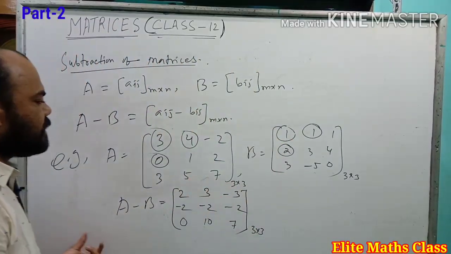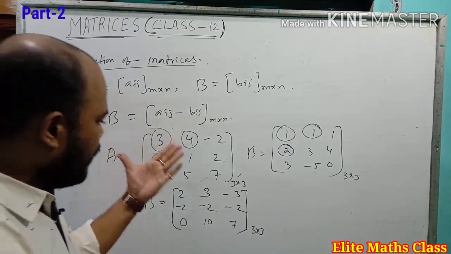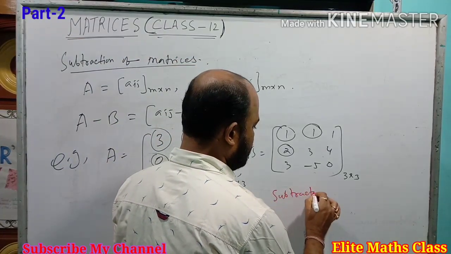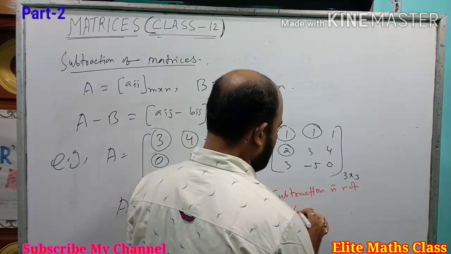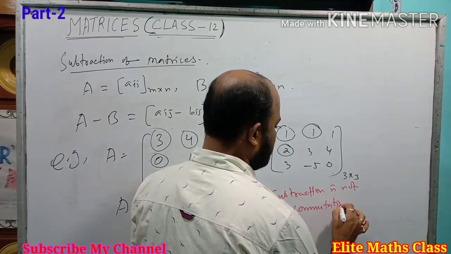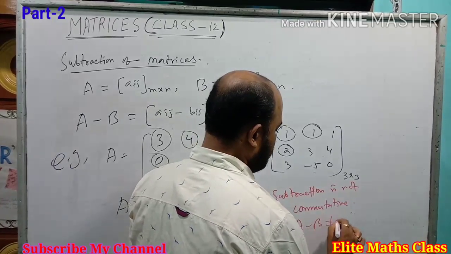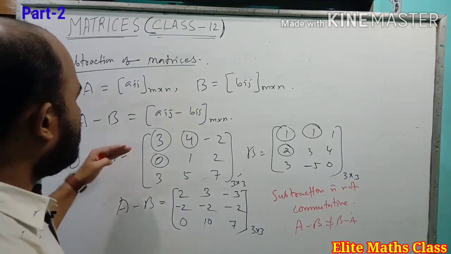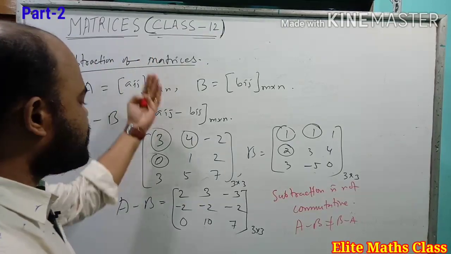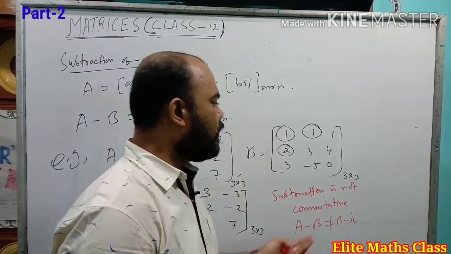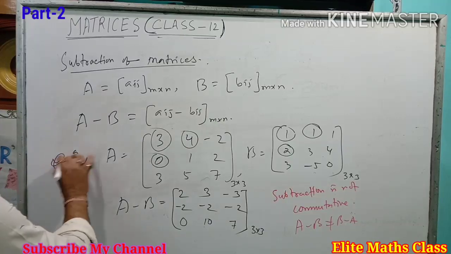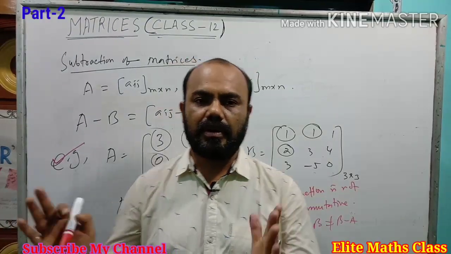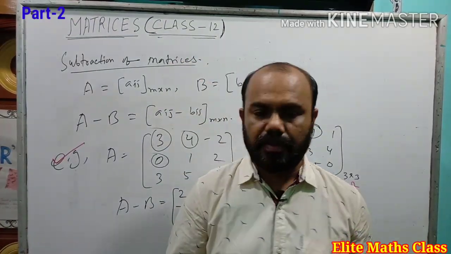Then there are some properties of addition. The first one is commutative. Here you remember that matrix subtraction is not commutative, that is, A minus B is not equal to B minus A. Subtraction is not associative also. So the properties satisfied by matrix addition are not satisfied by the subtraction of two matrices. Subtraction is simply subtracting the corresponding elements. So these two operations, and before that, what are equal matrices and what are comparable matrices.